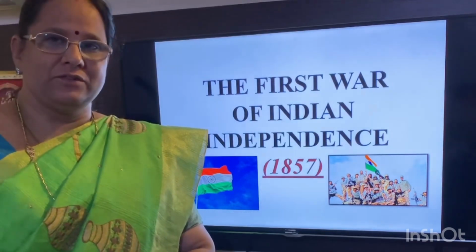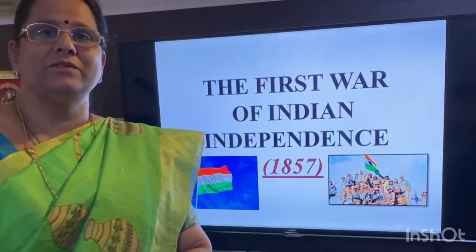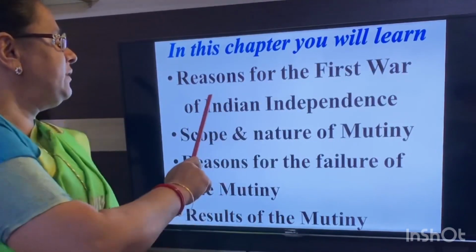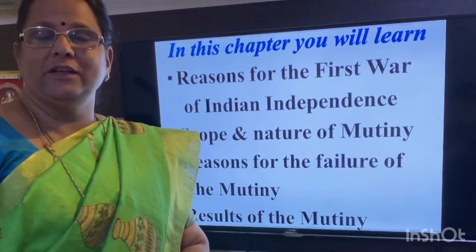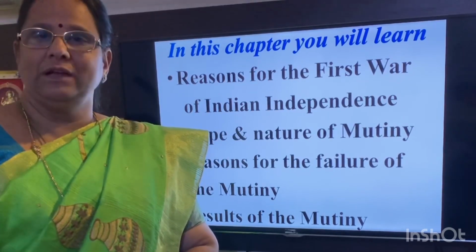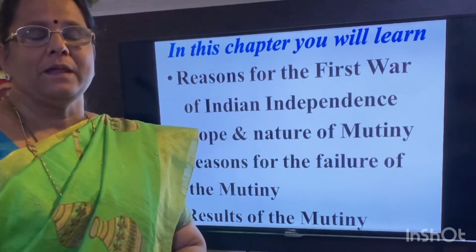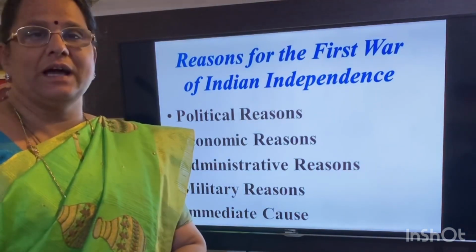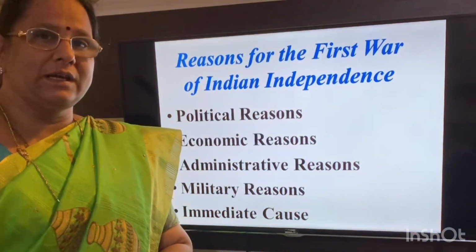In the previous session, we studied about the First War of Indian Independence 1857. In the previous class, we studied about reasons for the First War of Indian Independence and the scope and the nature of mutiny. Today, we will be studying about the reasons for the failure of the mutiny and the result of mutiny. Now, as we have learned in the previous session regarding the reasons for the First War of Indian Independence, we will try to recollect it.